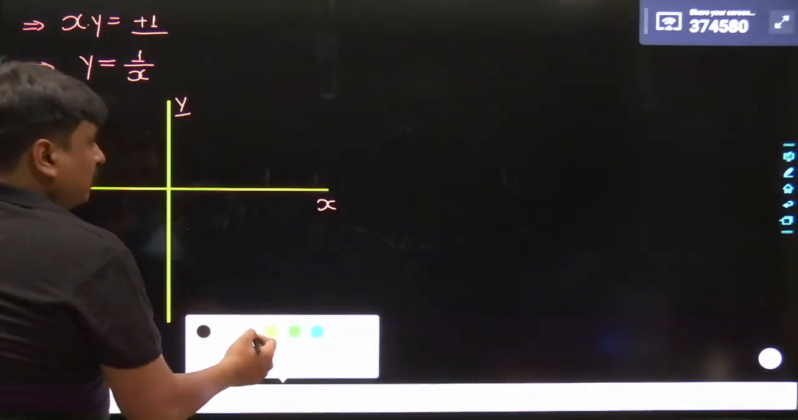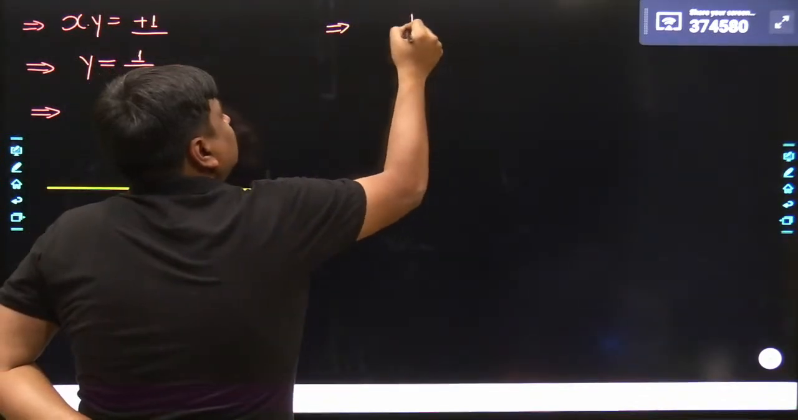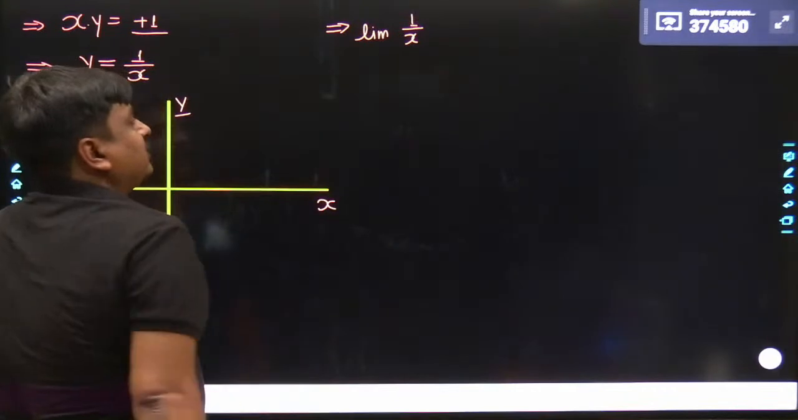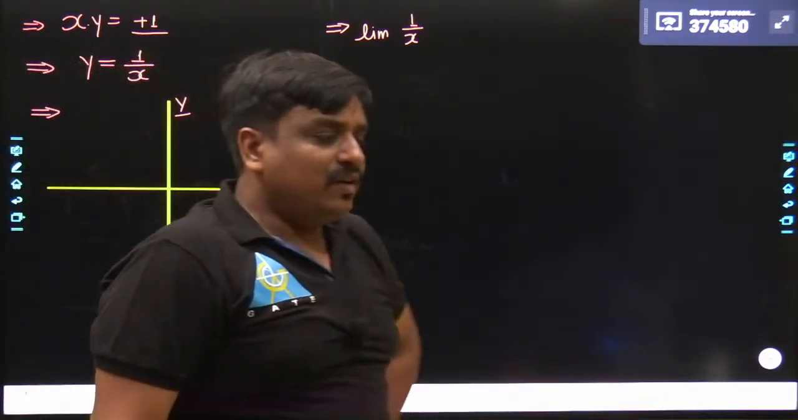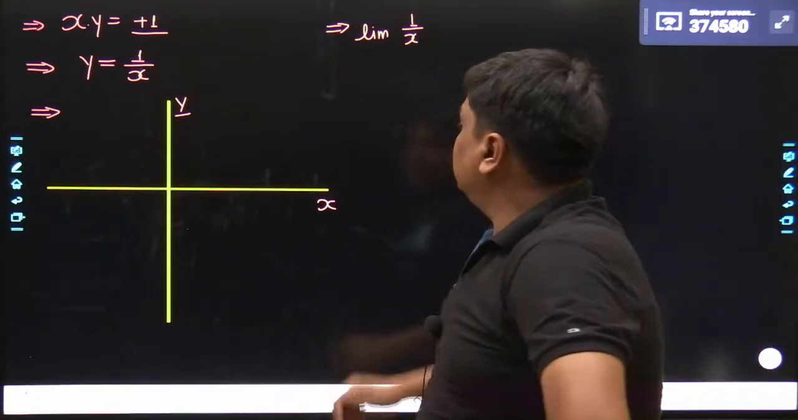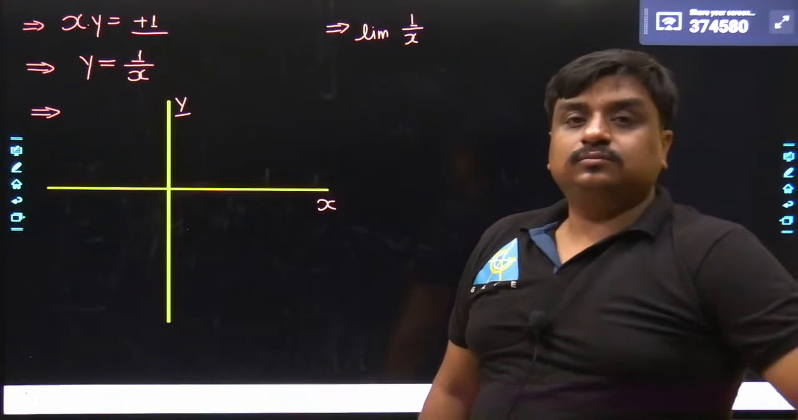Even in the same sequence, let me write a few more important points. What is happening over here? You had the function 1 upon x. If you take the limit x tends to 0, you want to know the behavior of 1 upon x, how it would be precisely at x equal to 0. So what is happening over here? Once you feed 0 minus, obviously 1 upon 0 minus would become minus infinity.